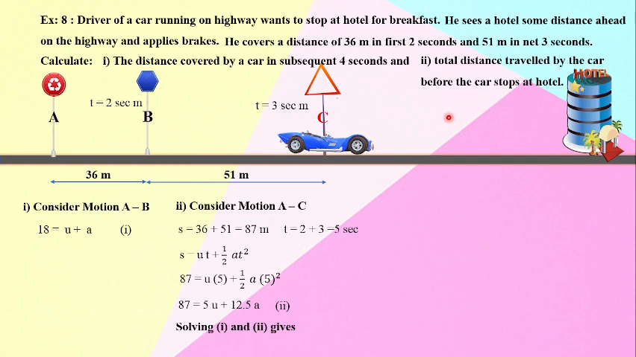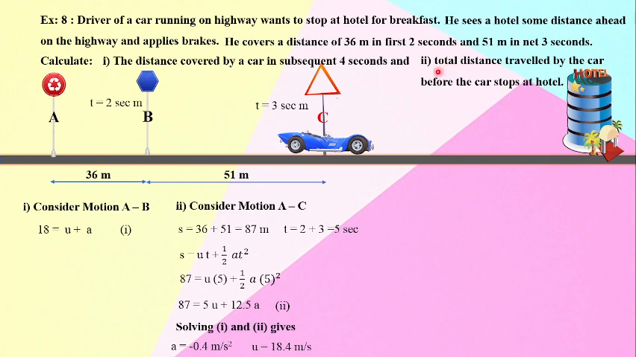Is it okay? So we can solve equations 1 and 2, which gives you the value of a equal to -0.4 meter per second square and initial velocity equal to 18.4 meter per second. Is that okay? So this is a partial solution of the problem. Further, what was required to find out? Distance covered by the car in subsequent 4 seconds. In next 4 seconds, how much will be the distance traveled?